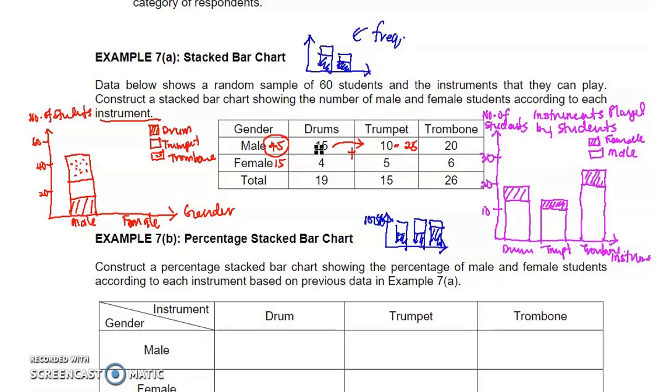Okay, so similarly for female, you draw a line for the total first, 15. So 15, let's say here. Okay, drums 4. So 4, let's say here, drum. This one I just estimate. Then use cumulative frequency. So 4 plus 5, 9. So let's say 9 around here. So the blank area is for trumpet. So the balance here will be trombone. Okay, that's how you draw the stack bar chart.